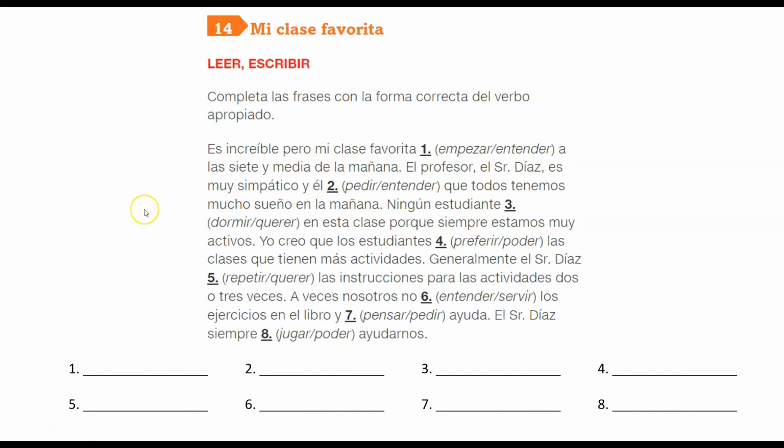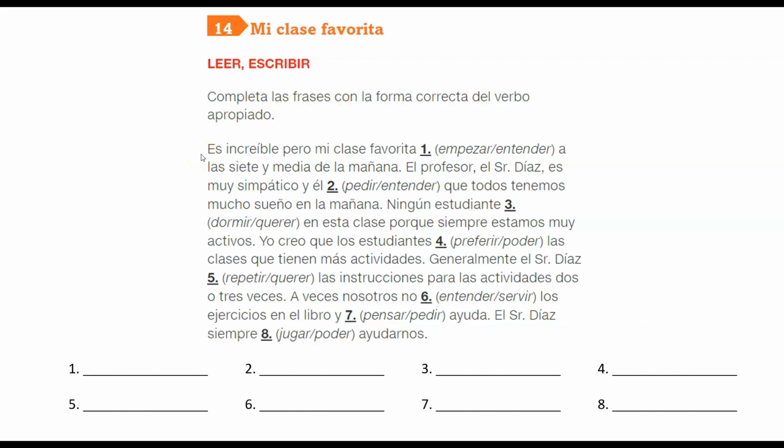So this is actually one of the activities I assigned to you, and we're actually going to go through it together. So it says, mi clase favorita, my favorite class. Leer, escribir, read and write. Completa las frases con la forma correcta del verbo apropiado. Complete the phrases with the correct form of the appropriate verb.